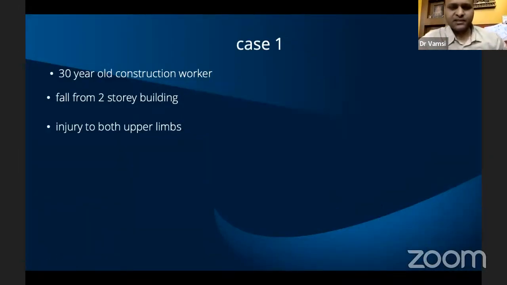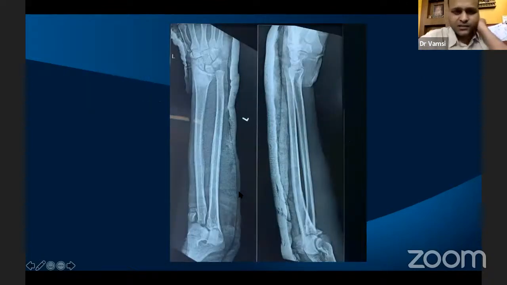So I'll be presenting the first case. This is a 30-year-old construction worker. He had a fall from a 2-story building. So he injured both his limbs, both were closed fractures. So this is the X-ray on presentation. The left forearm with wrist and elbow.